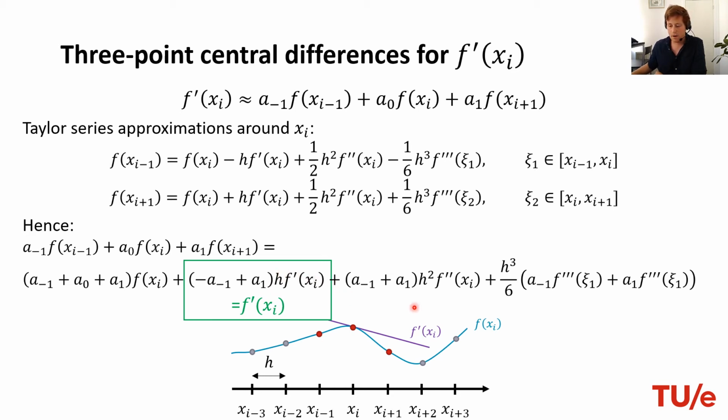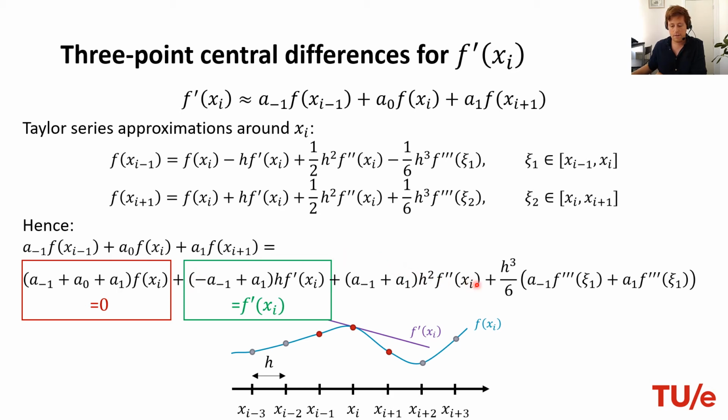Let's take a look at the other terms that we have in here. This first term on the left over here, f of xi, well, in the general case, that's non-zero. So this can be regarded as an error that we want to get rid of. How do we do this? Well, simply by making it 0. So we can choose these coefficients a minus 1, a0, and a1 such that this term over here on the left is equal to 0.